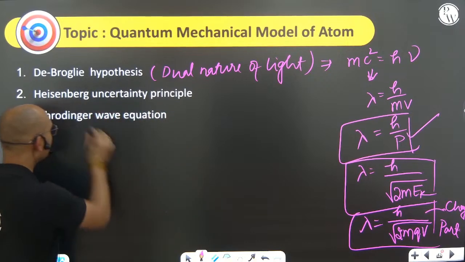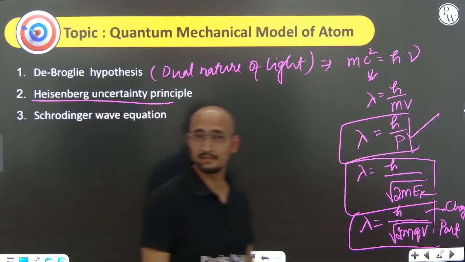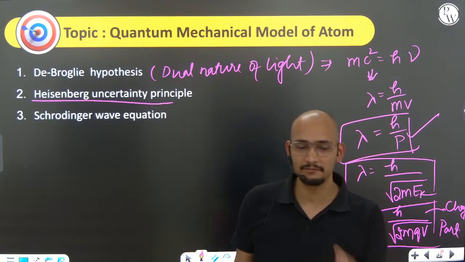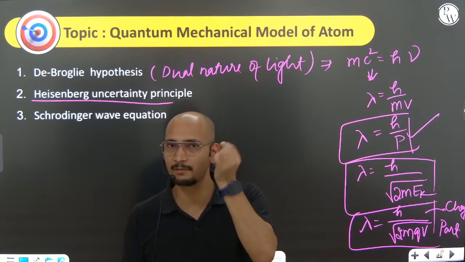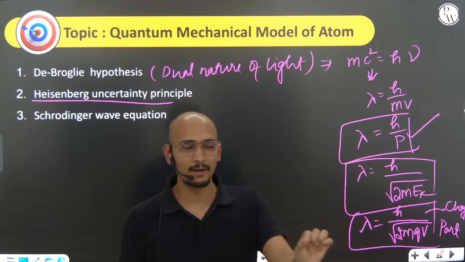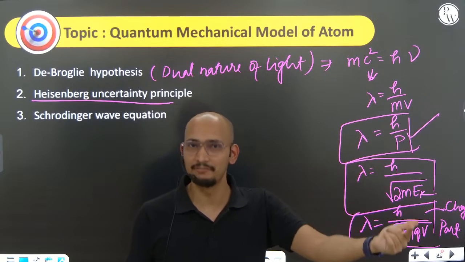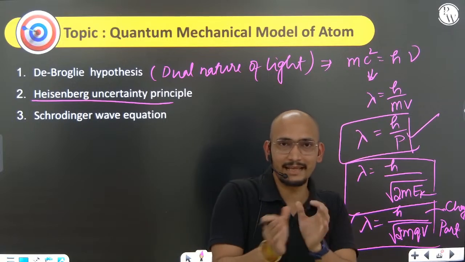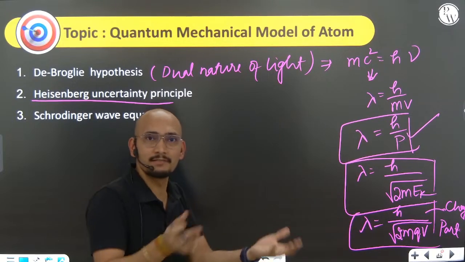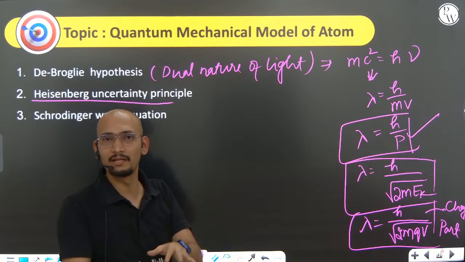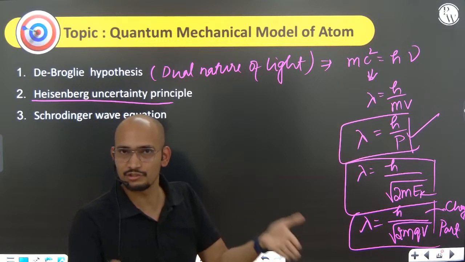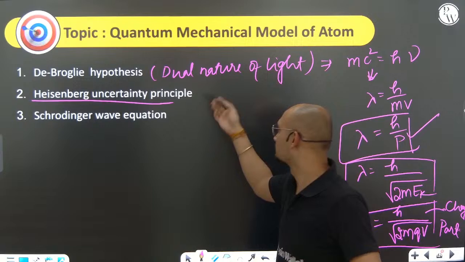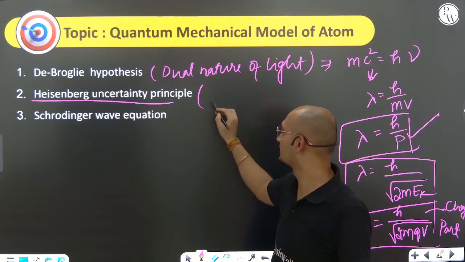Please keep in mind Heisenberg's uncertainty principle. What does it tell? It tells that for very, very small or even subatomic particles, any particle also has wave nature. So you can never exactly tell the position and the momentum of that electron. That is Heisenberg's uncertainty principle.